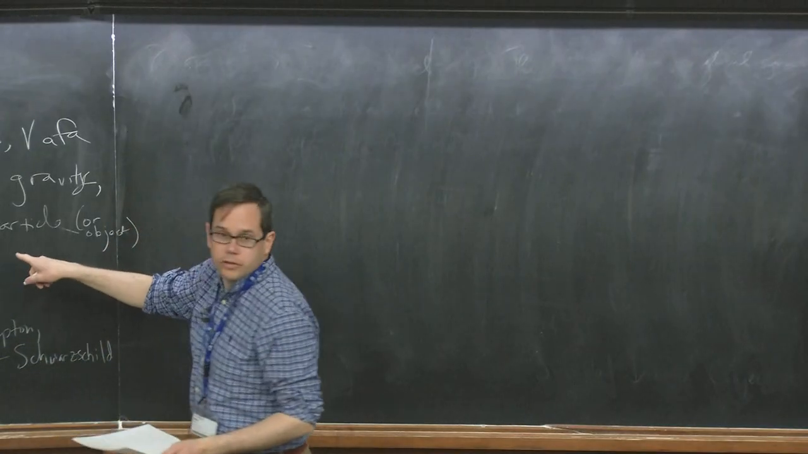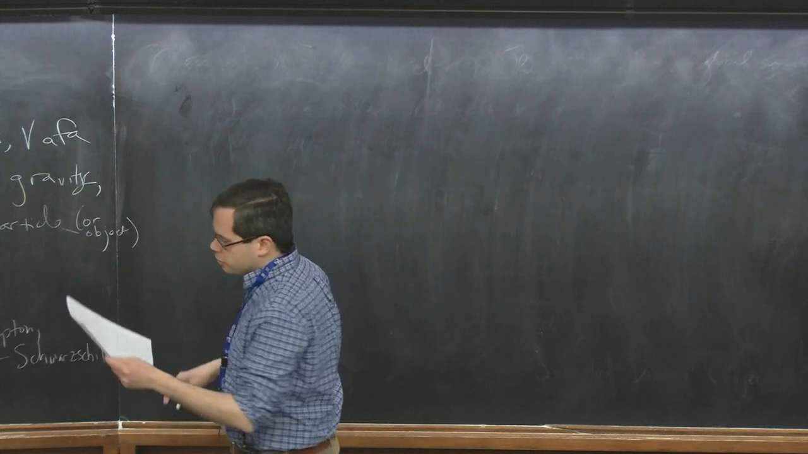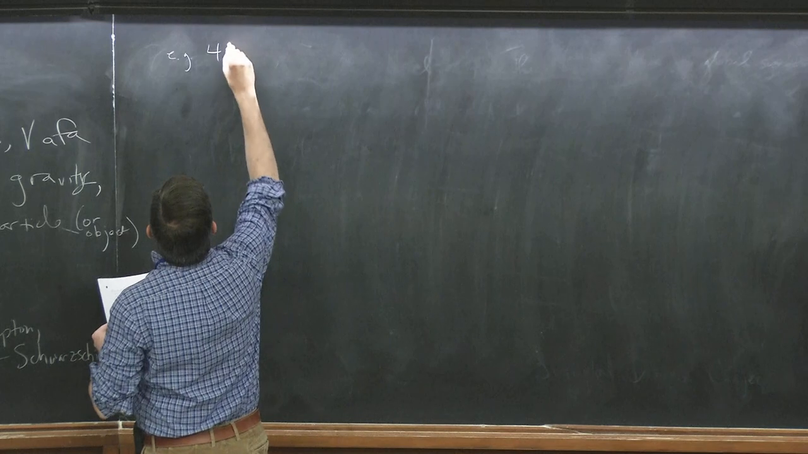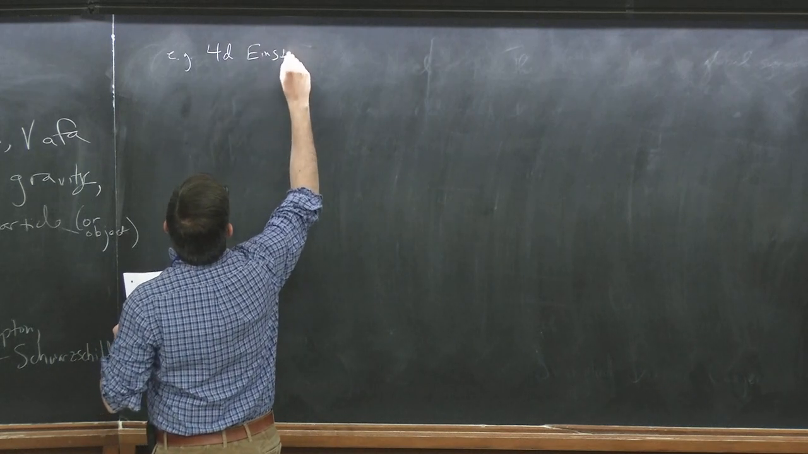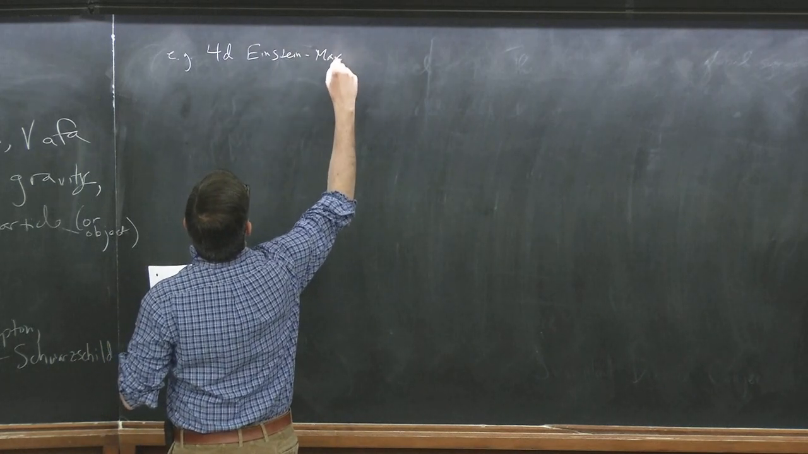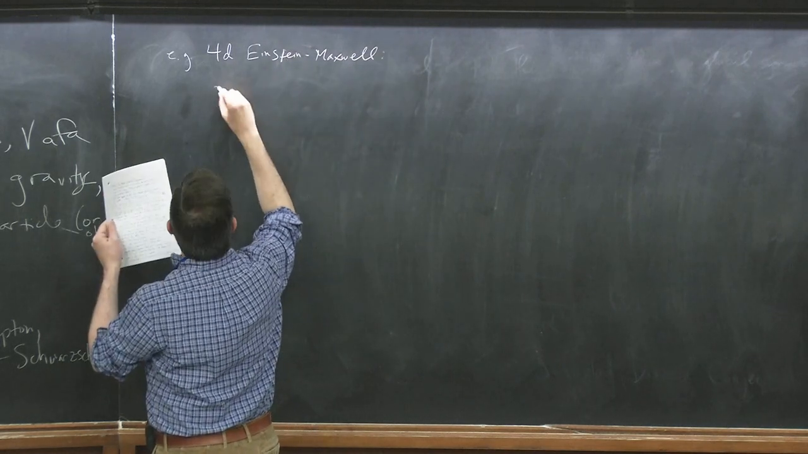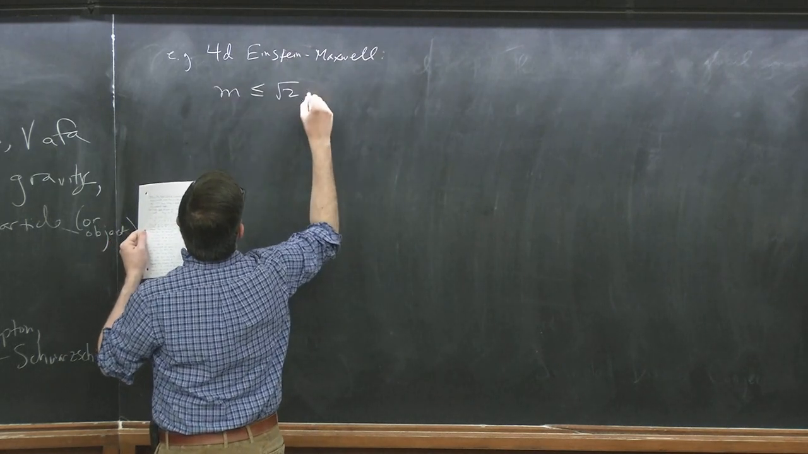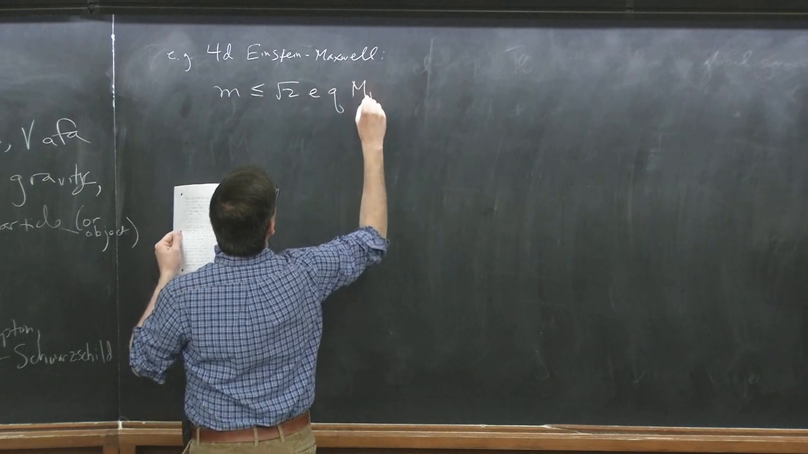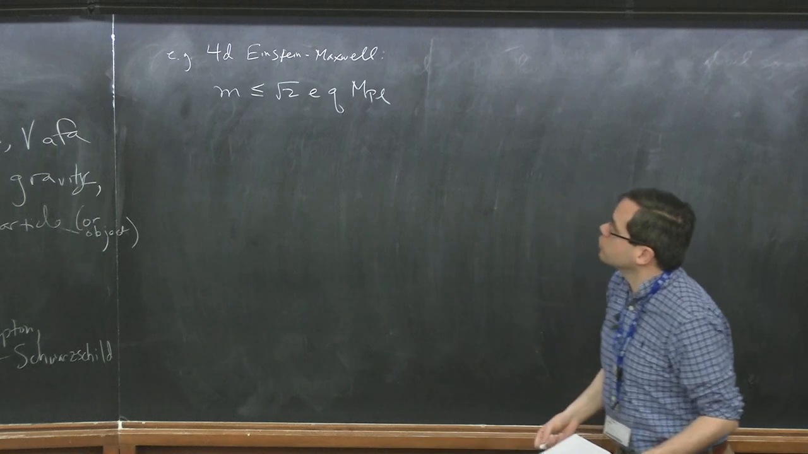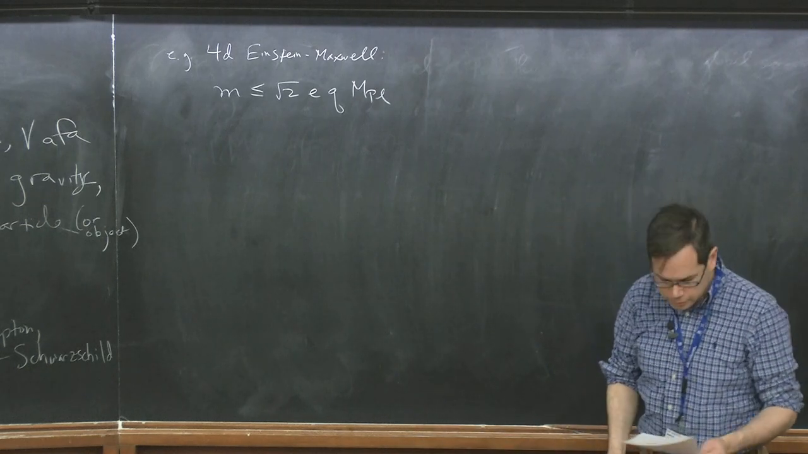So what this inequality ends up looking like is a bound on the charge relative to the mass, which depends on the theory. So again, in Einstein-Maxwell theory in four dimensions, for instance, we would claim there should be a particle of mass m and charge q, which obeys this inequality.